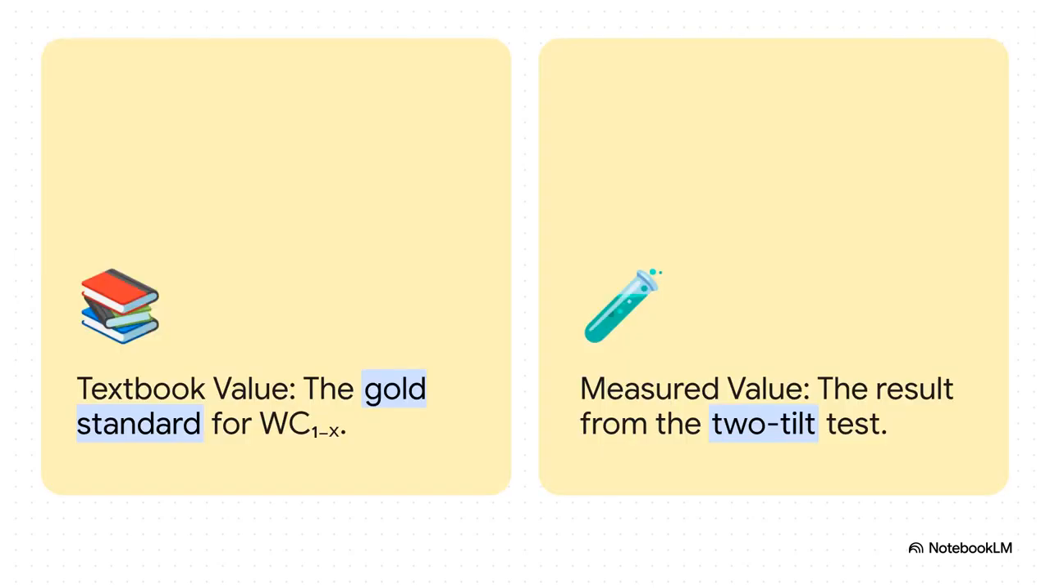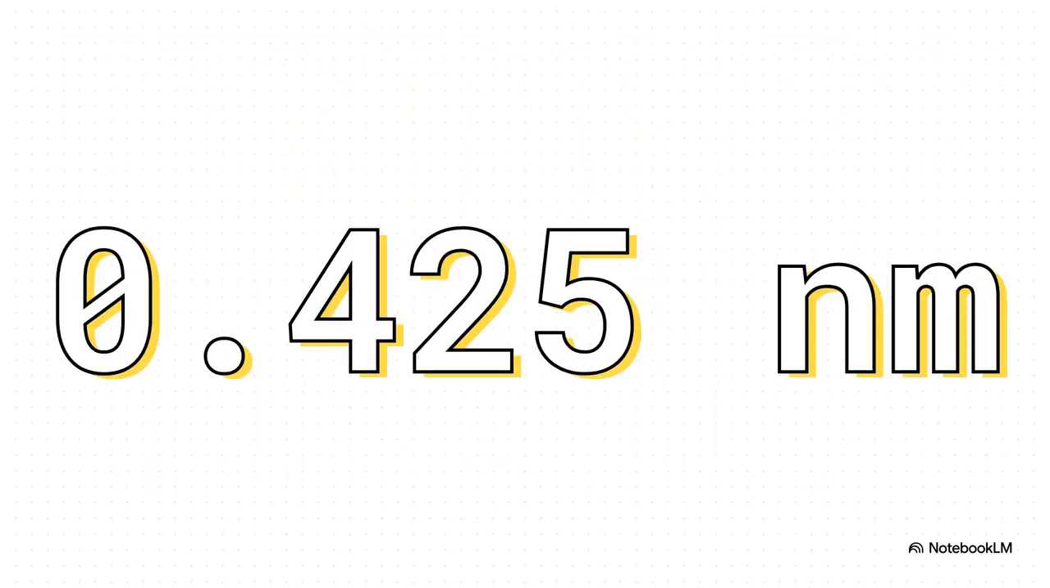Okay, so here it is, the moment of truth. They took their data from those two images and calculated a really important property of the crystal. It's called the lattice parameter A, which is just the size of its basic repeating building block. The big question was, how would their number from this new simple method compare to the official gold standard value you find in textbooks? So the established textbook value, the number they were trying to hit, is 0.425 nanometers.